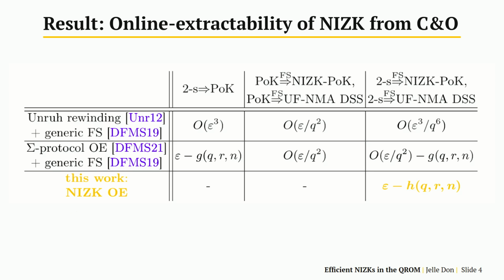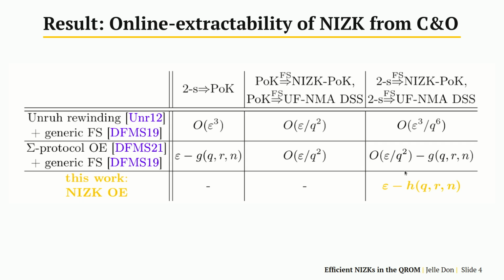Using our technique, we obtain a tight reduction. Tight in the sense that if the attacker has success probability epsilon, our extractor also succeeds with probability epsilon up to a negligible additive error term. Whereas the generic reduction that applies to any type of Sigma protocol has a loss of epsilon cubed over q to the sixth. Which in a previous work we managed to reduce for this specific class of commit and open protocols to just epsilon over q squared.